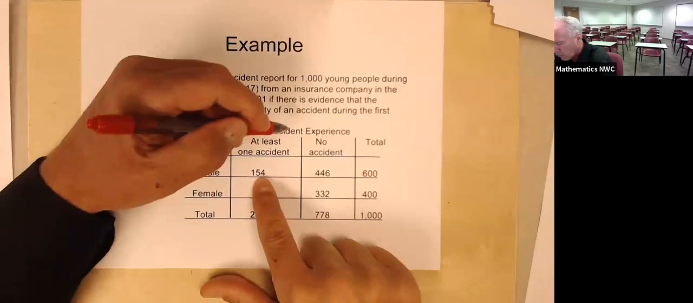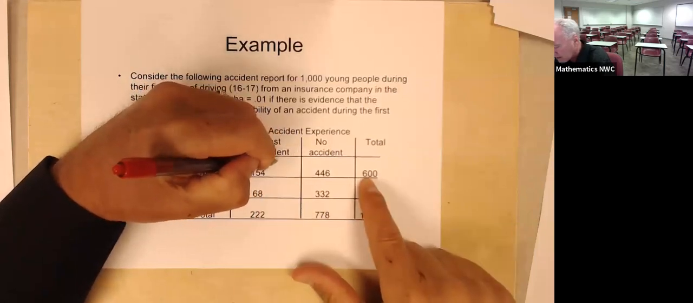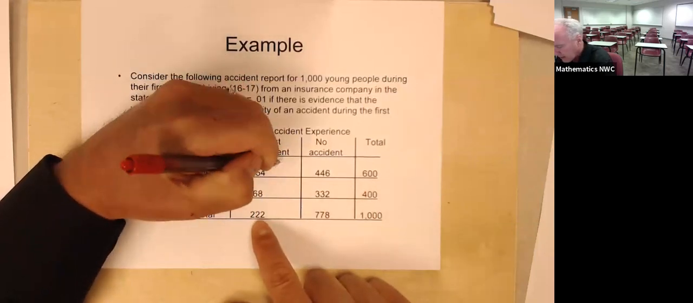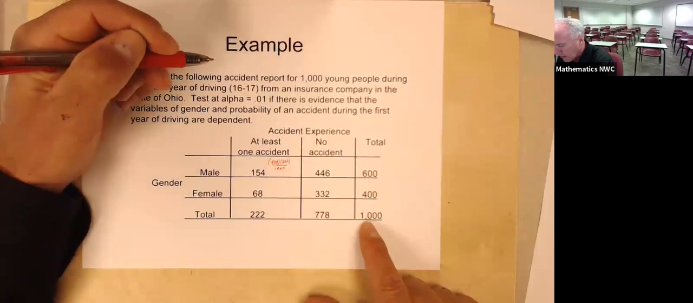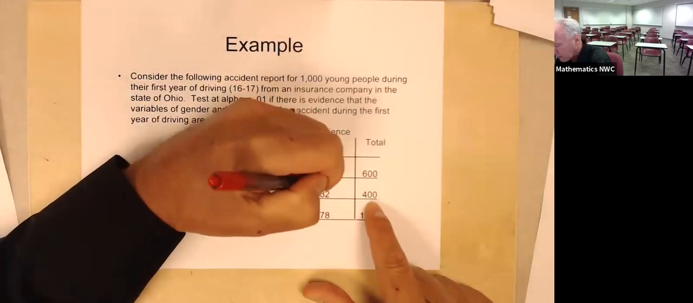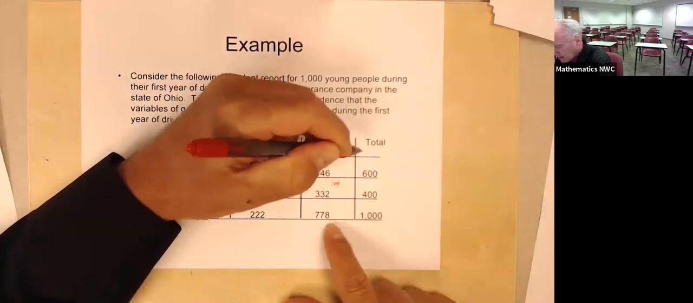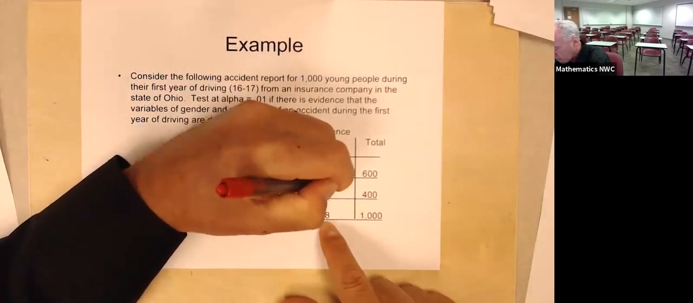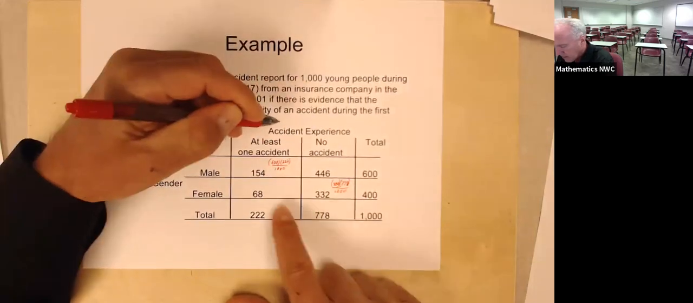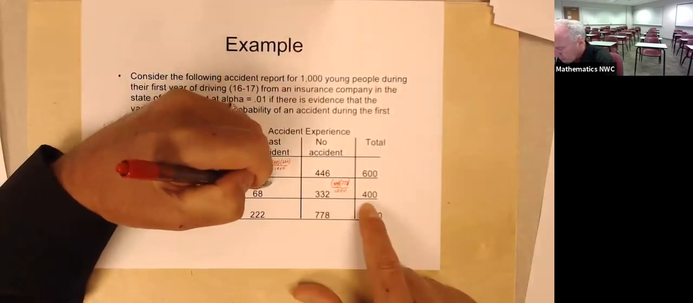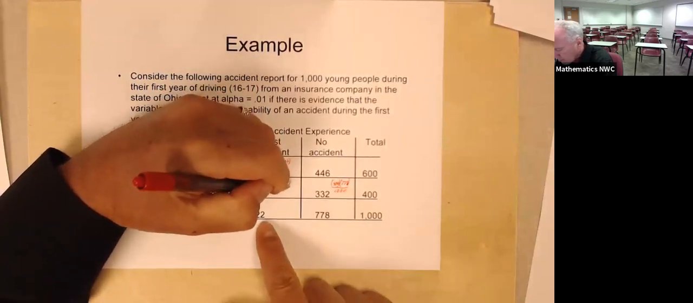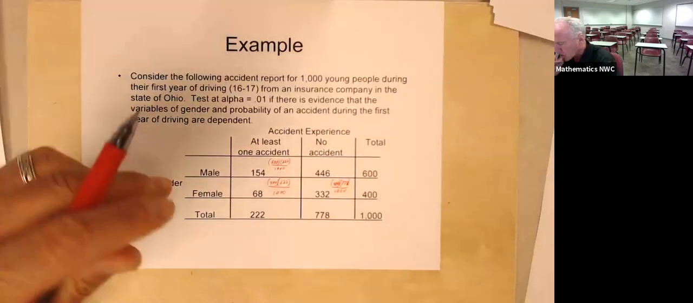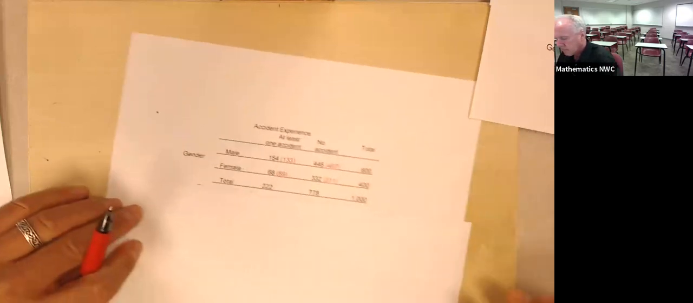Each of those, this one, 154, the expected count would be 600 times the column total, 222, divided by 1,000, and I would round it off. This expected count would be 400 times 778 divided by 1,000. This one would be 400 times 222 divided by 1,000, etc. Well, I've done that. Here are those expected counts.